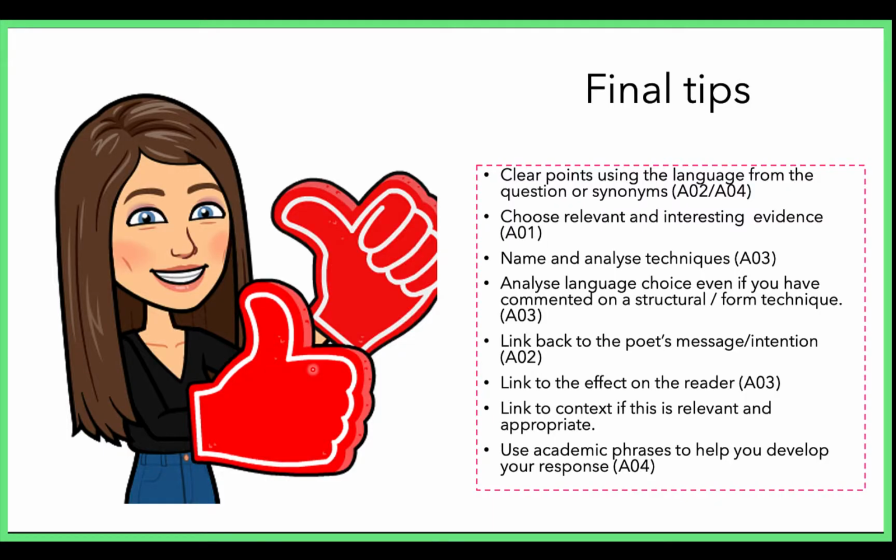So my final tips for you: clear points using the language from the question or synonyms. Choose relevant and interesting evidence that you can say a lot about. Remember, you want to be able to layer wherever you can. Name and analyse techniques. We're not just technique spotting, so just naming them is not enough. Analyse language choice, even if you've commented on a structural or a form technique. So zoom in on a word, even if you're talking about something else. So that's where we double up. Link back to the poet's message and intention. Link to the effect on the reader wherever you feel it is necessary. Link to context only if it's relevant and appropriate, and use academic phrases throughout just to help you develop your response.